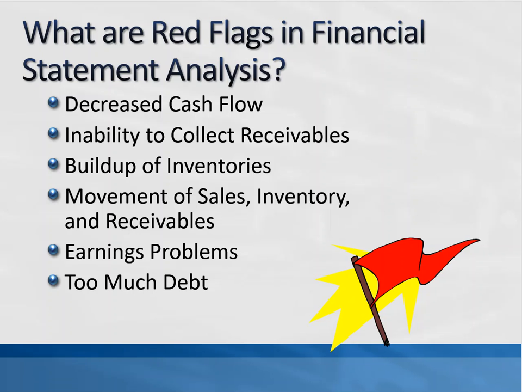Earnings problems. So the company has decreased net income for years in a row. That might be a trend that we're not looking forward to because you can't have consecutive losses year over year over year.